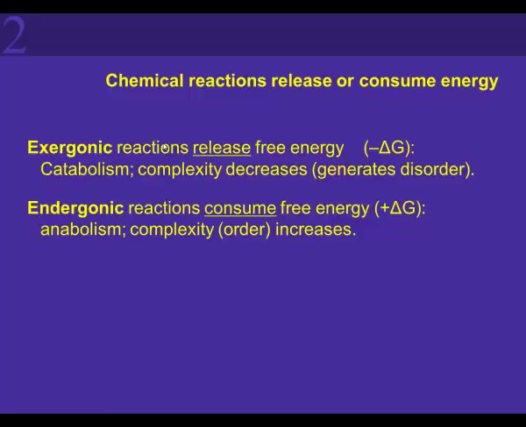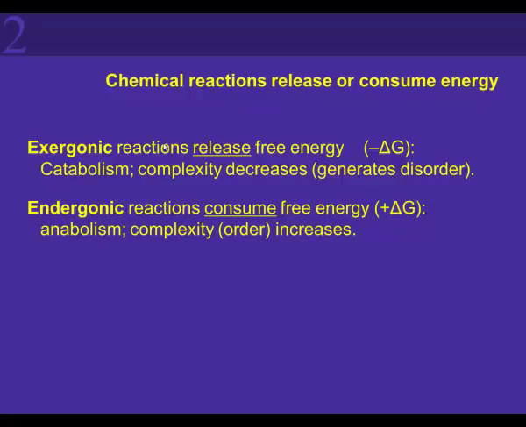If free energy is released during the course of a reaction, then that reaction will have a negative delta G value. Catabolic processes fall in this category, and these are reactions where the complexity decreases, leading to an increase in disorder. Remember, though, there's no change in the total amount of energy that's available. What's happening is a change in the amount of free energy.